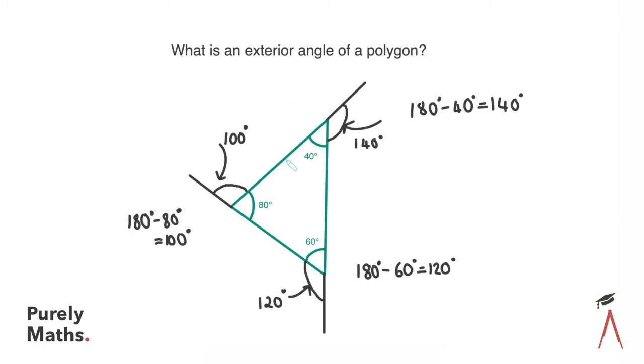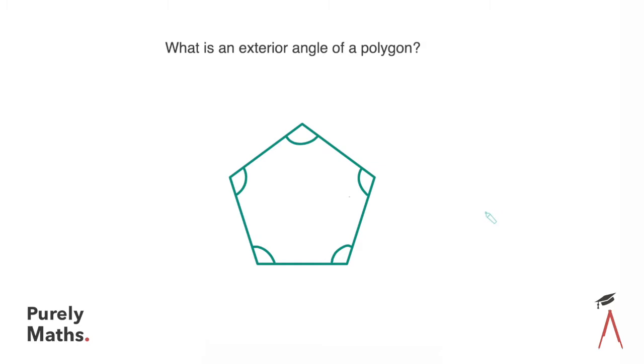Okay, so what happens if we look at a shape with more sides? Well, here we've got a 5-sided polygon, it's a regular one, and I'll show you where the exterior angles are here as well. So I'm going to start on this side first and extend it by drawing a straight line. Then the angle in the corner outside the polygon is our first exterior angle. And as you can see, it's on a straight line with this interior angle here, so these two would add up to make 180 degrees.